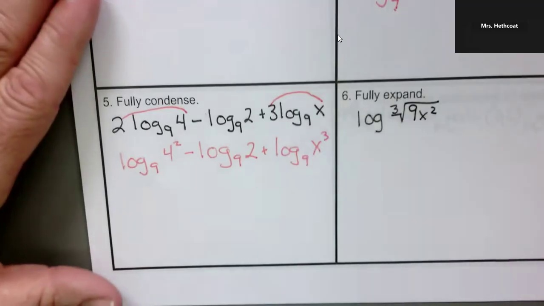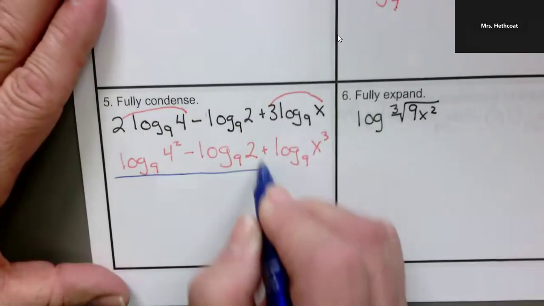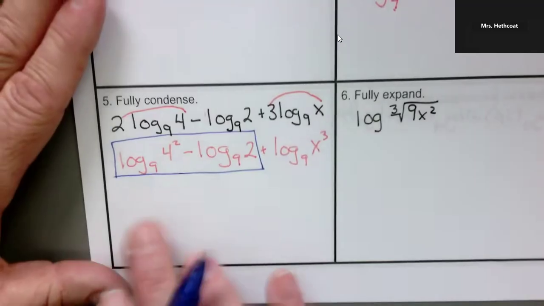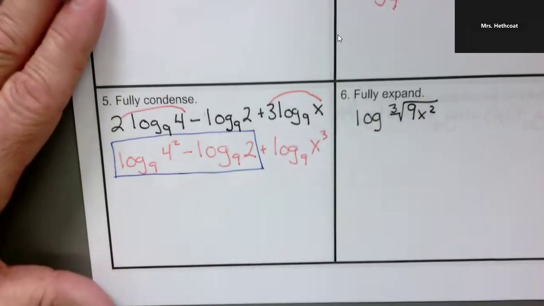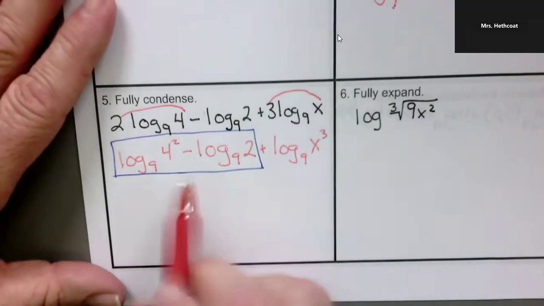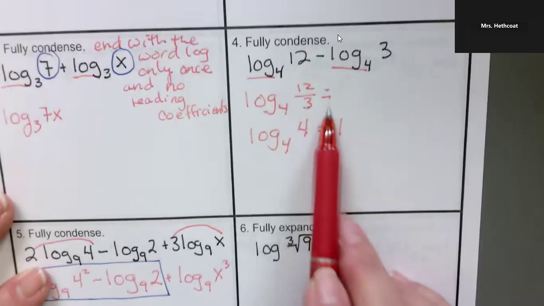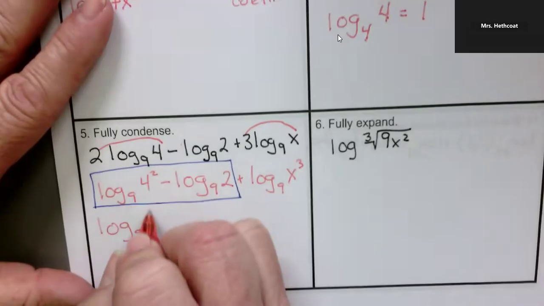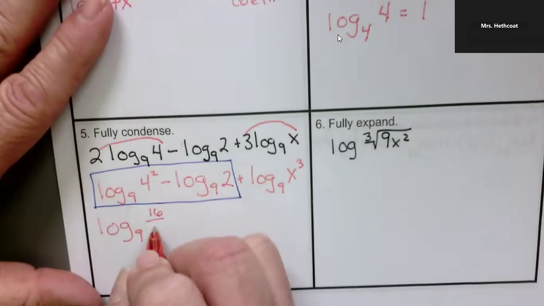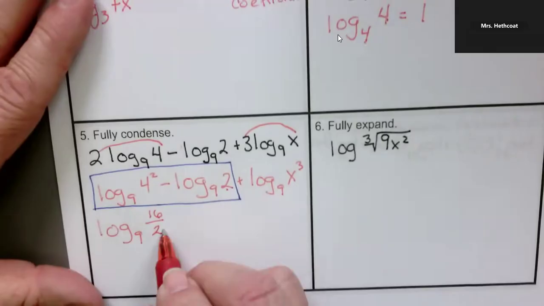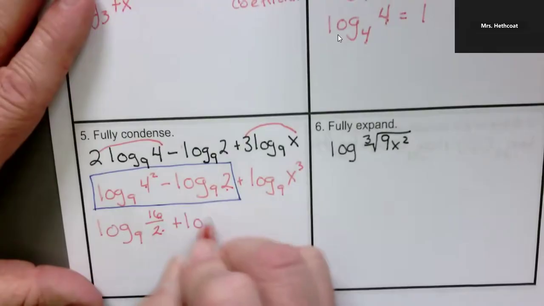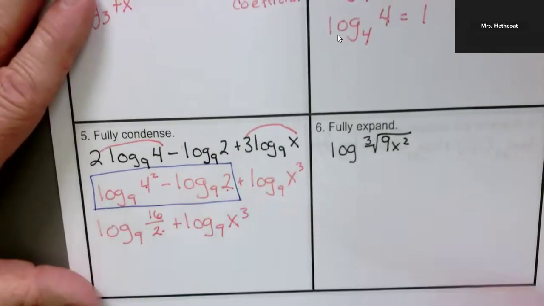Now from here, we're going to treat just this part like one problem, because PEMDAS tells us that we do addition and subtraction as they appear from left to right. So this would look just like number 4. It's going to become division. So we get log base 9 of 4 squared, which is 16, divided by 2. The 2 came from here. The 4 squared became 16, plus log base 9 of x to the third.